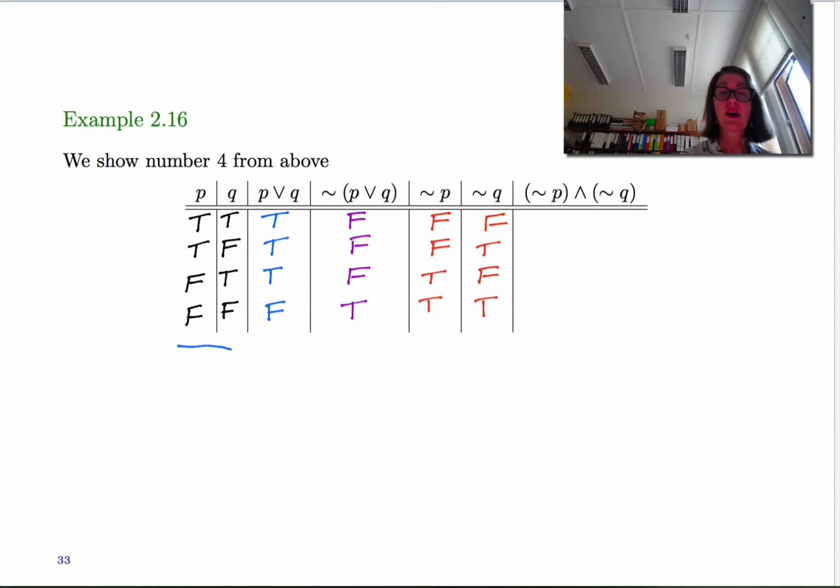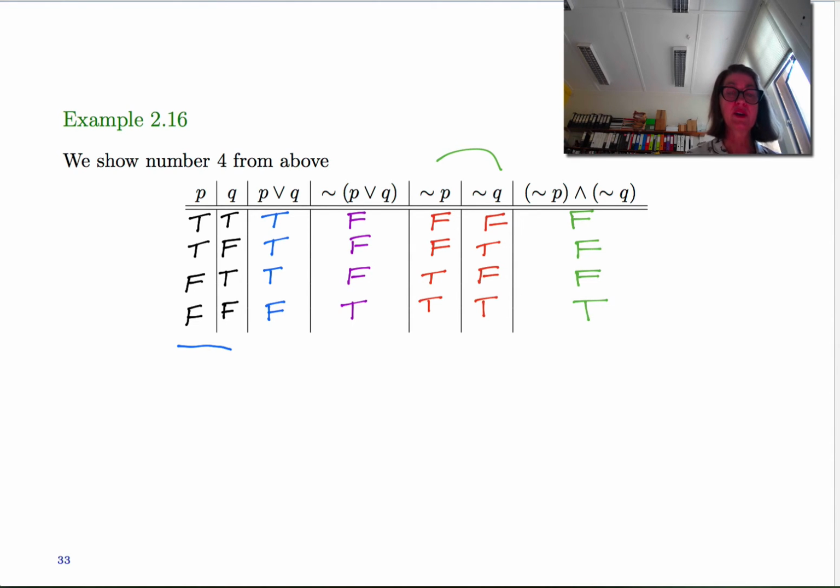And then the last thing I have to do is put together the conjunction of not P and not Q. So now I'm looking at these two columns, and I'm forming the conjunction of those two. If I've got a false and a false, then my answer should be false. If I've got a false and a true, my answer should be false. True and false, again, my answer should be false. And true and true here, my answer should be true.